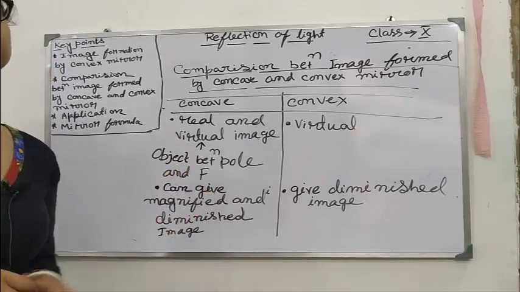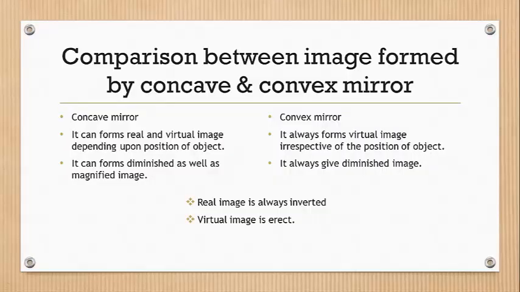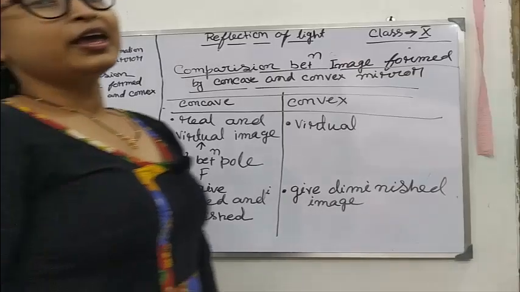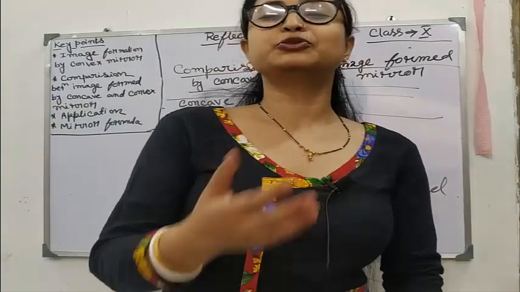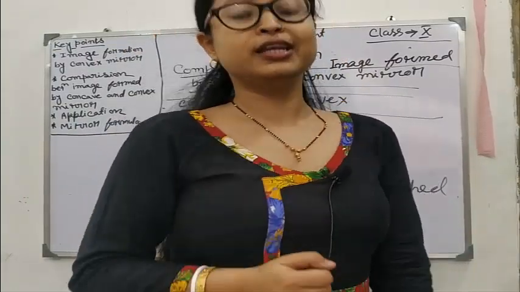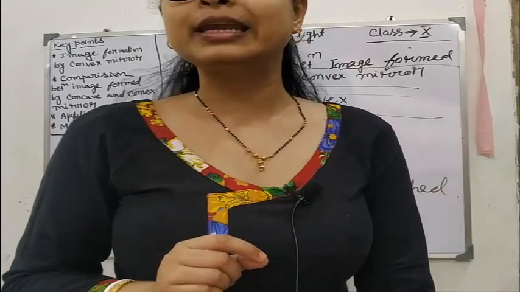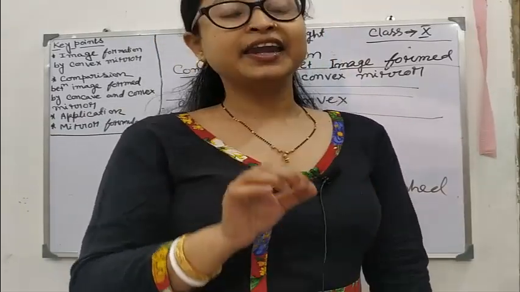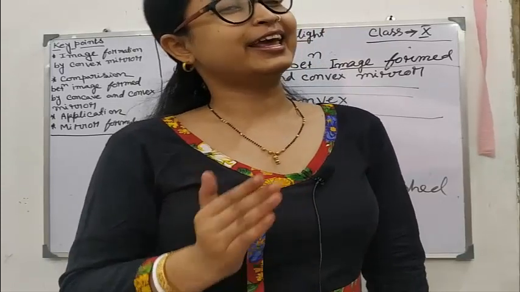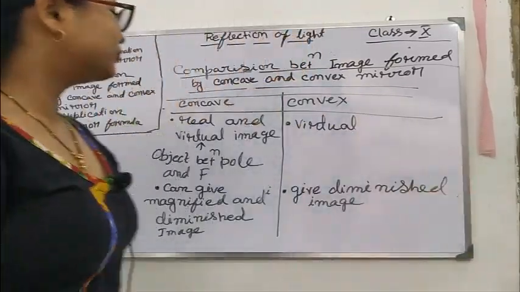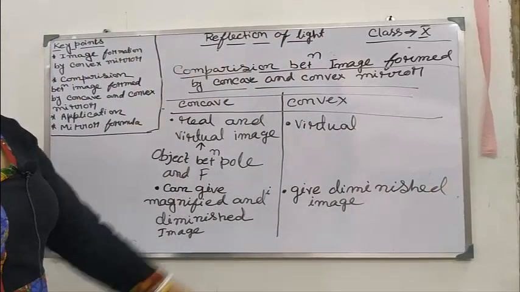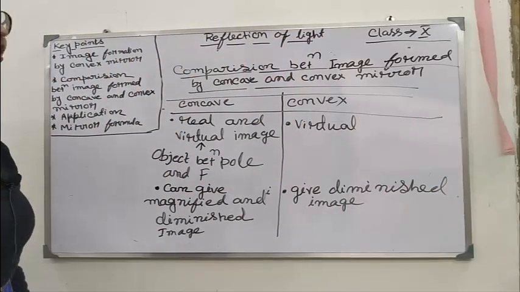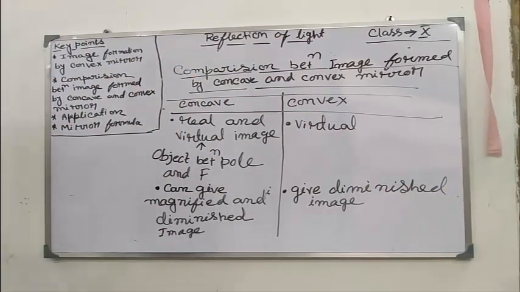You can take a screenshot. Now, if you forget when the virtual image is produced and when the real image is produced, one thing you can remember: real image is always inverted and virtual image is always erect. Okay, this topic we have completed now, comparison between image formed by concave mirror and convex mirror.